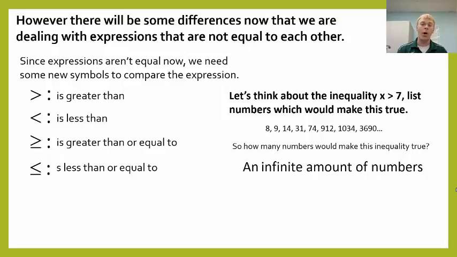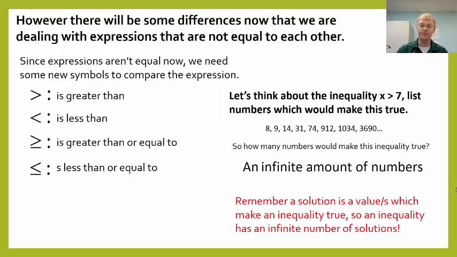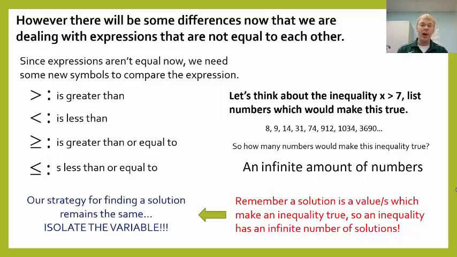Our equations had 1, maybe 2 values that would make it true, or it was all real numbers. You can notice we do have an infinite amount of solutions, but it's not all real numbers. It's only the real numbers that are greater than 7. So what we have to remember here is that a solution is still something that is going to make our inequality true. And there are an infinite amount of numbers that will do that. But our strategy for finding those values is going to stay the same.